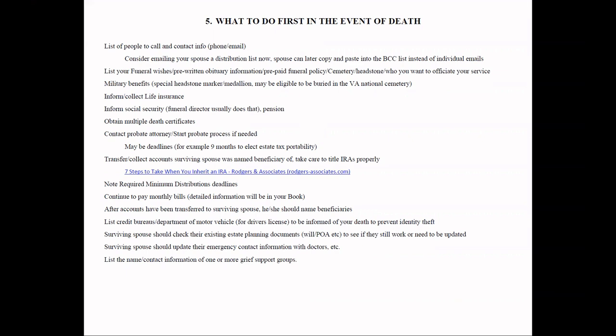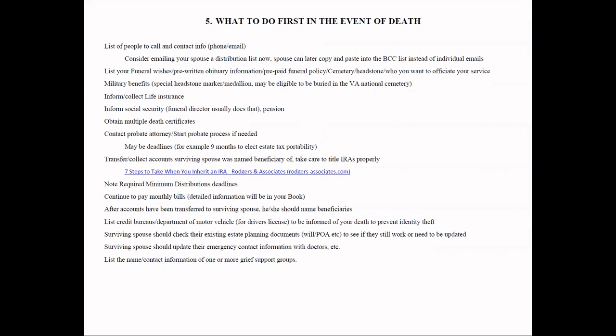From what I understand, Social Security will take back, because they always pay on the first of the month, and if you died on the second, they'll take it back. So just be prepared for that. You want to obtain multiple death certificates. From what I understand, 12 or even 20 is not too many, because a lot of places are going to want originals.